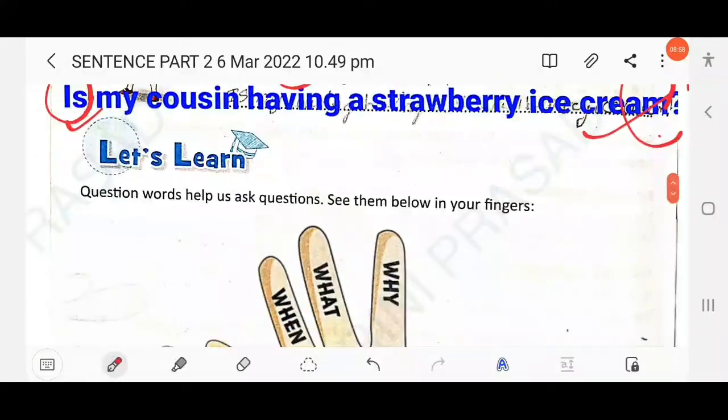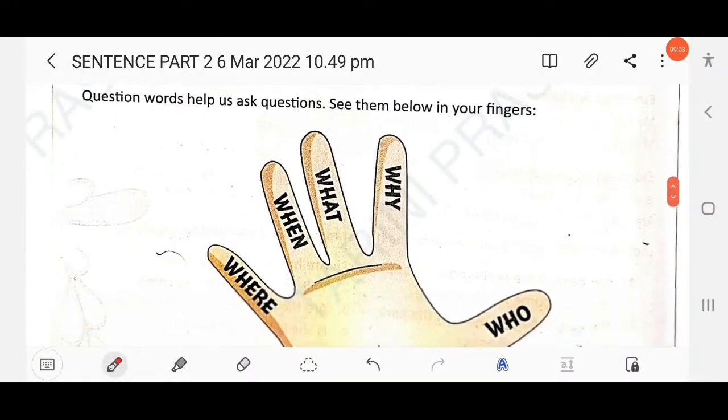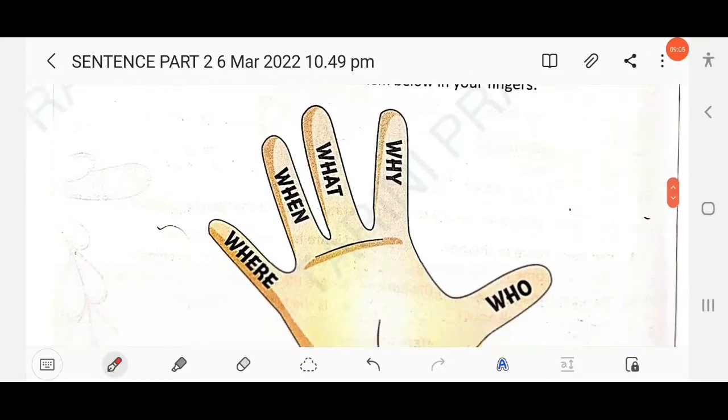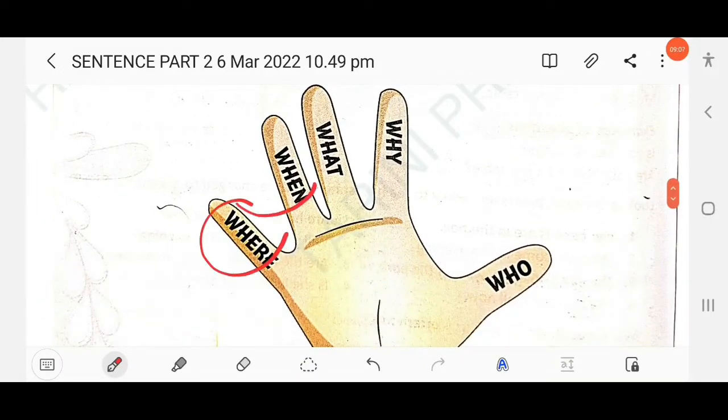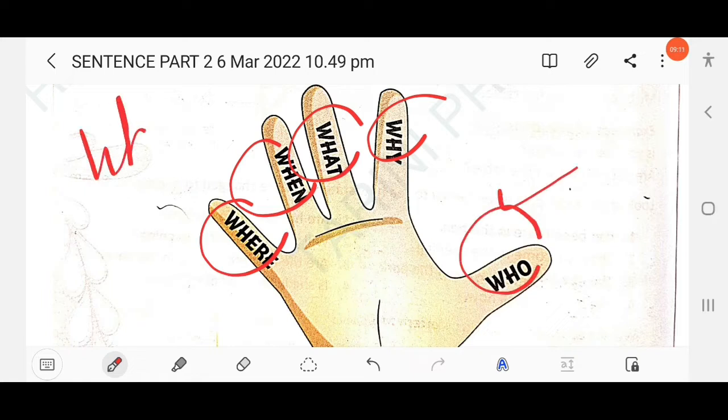Then next here, as we have already discussed, WH words, right? Where, when, what, why, who. These are known as WH words, right?